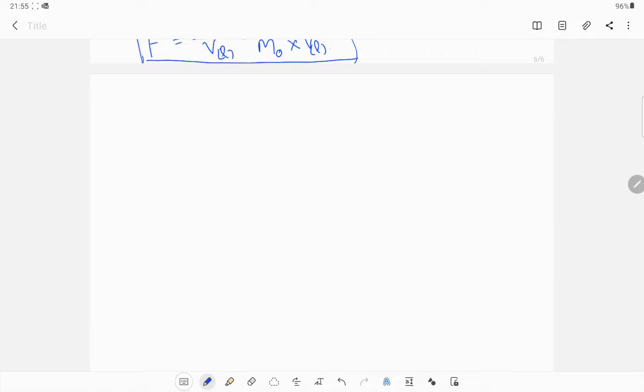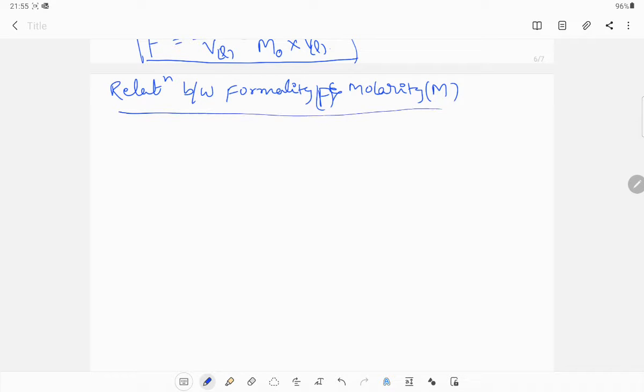Next one, the relation between formality and molarity. Formality with capital F and molarity with capital M. This relation we need to find now. See, the formality formula is what? Weight of the solute divided by observed molecular weight into V in liters.